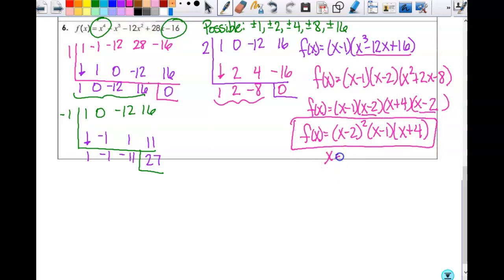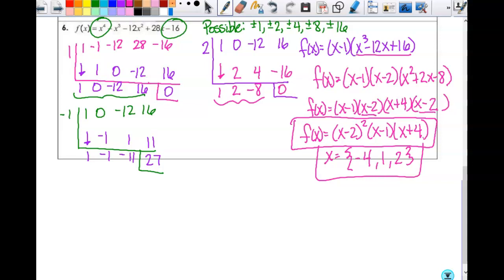And then x is equal to negative 4, 1, and 2. Does this give me plus or minus 2? No, it just gives me 2. Okay. Everybody okay with that? What questions do you have?